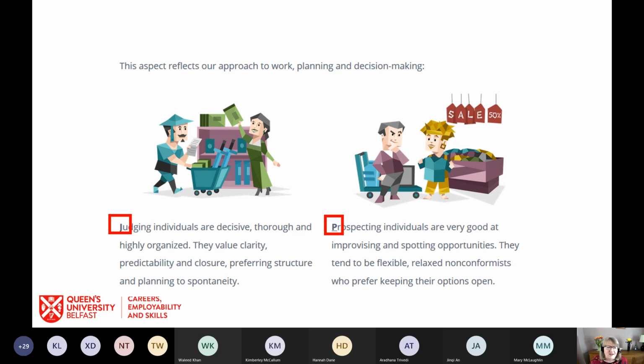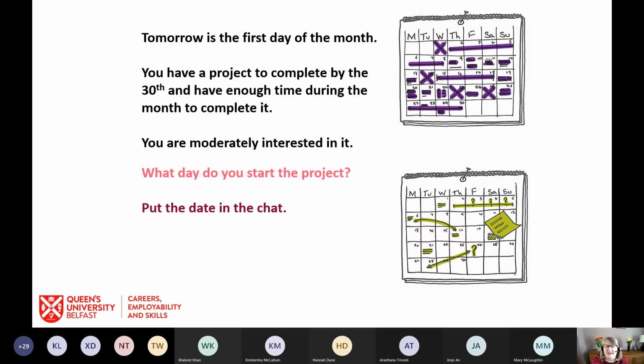So one more little exercise then, folks, a very easy one. I want you to think about this: tomorrow is the first day of the month. You have hopefully all your assignments and everything over at this point, but unfortunately for this exercise, you have a project to complete by the 30th of the month, and you have enough time during the month to complete it. So you're not too pushed for time. You're moderately interested in something that you're quite interested in. What day do you start the project?